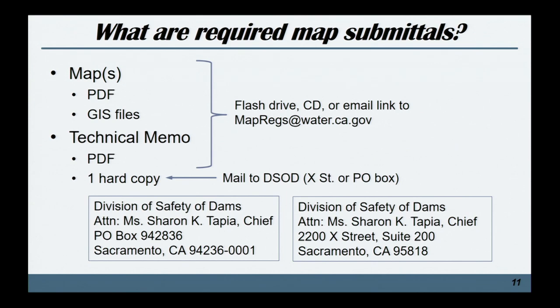We also require a PDF of the technical memo that documents all the modeling assumptions, and then only one hard copy of the technical memo. That's just for our review to make sure that we can review and approve the map. And then we have two different mailing addresses depending on what courier you use. Those are both also on our website.